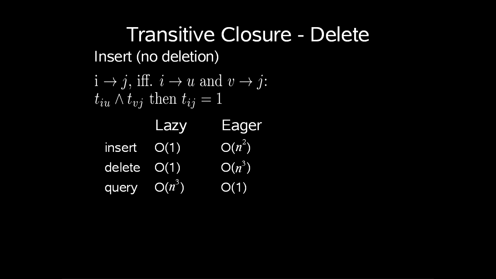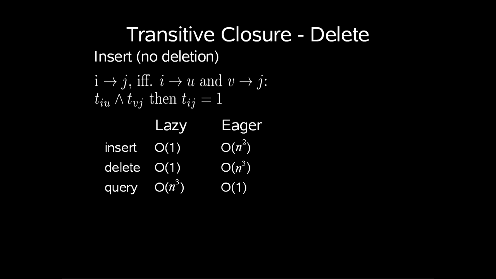But actually, in the eager case, we can do much better for our insert. Because if we insert, we actually only have to check order n squared node pairs to check if a path has been created. This is because we never destroy any path. So after an insert from U to V, a path from I to J might be created if and only if there already exists a path from I to U and from V to J, written as T_IU and T_VJ, then T_IJ equals 1. This will give us order n squared execution time for our insert.